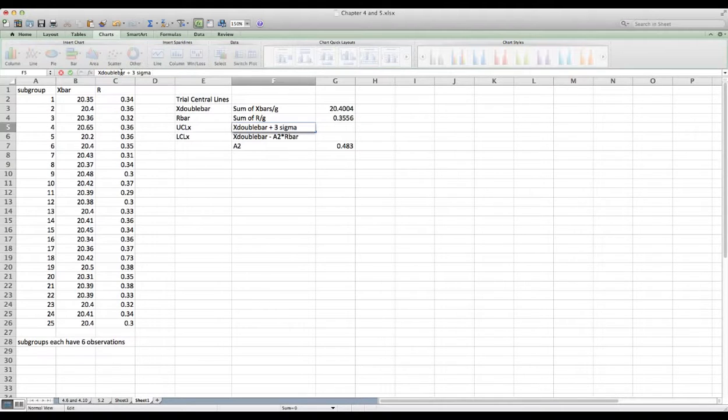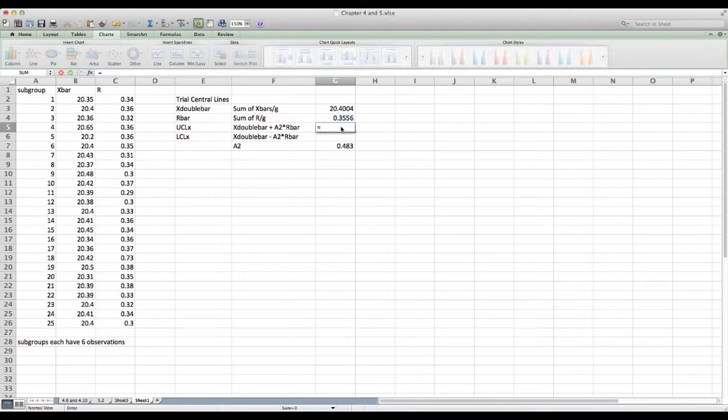So what do we do? We're going to use a constant that we can look up in the back of the book. And in this case, that constant's value is 0.483. I went to the back of the book and looked up in the first column, it asked me how many observations were in each subgroup, and there were 6. And I went over to the column that had A2 in it and found 0.483.